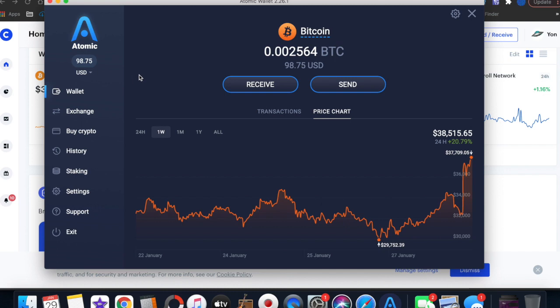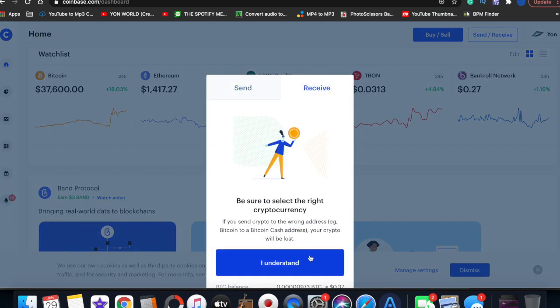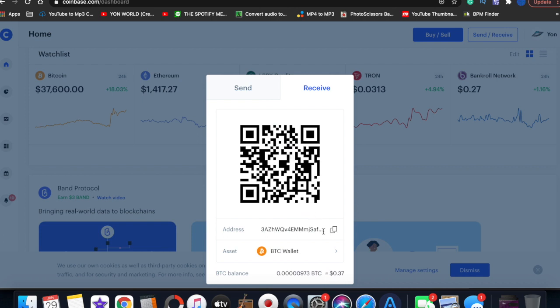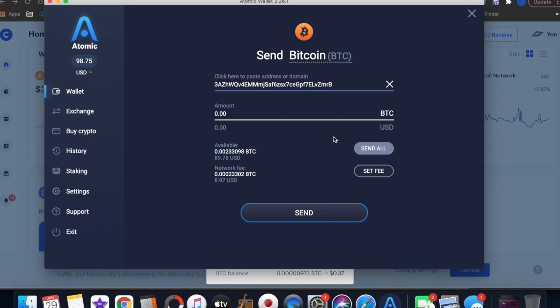Alright, so in order to send it to Coinbase, all you gotta do is go to send, right? Go to your Coinbase, go to receive, alright, and then you copy your Coinbase address. Got that copied. Then we paste right here, and we go to send all. We're gonna send all. Hold on. It's loading. It looks like the network is loading. Alright, now we're gonna press send all.